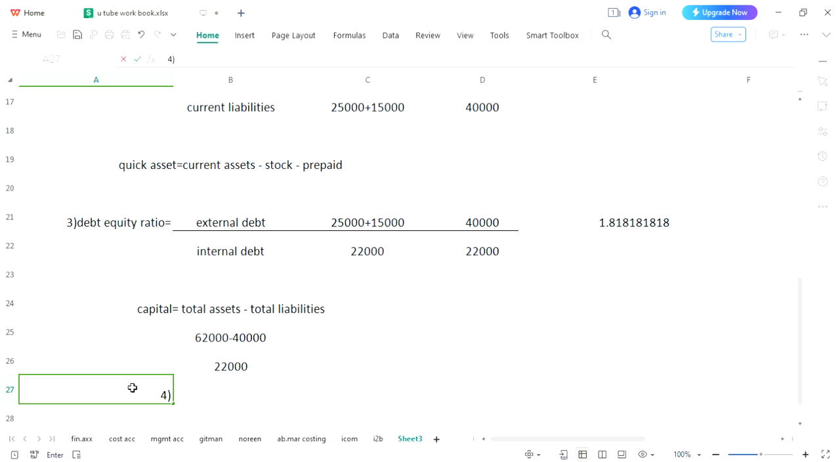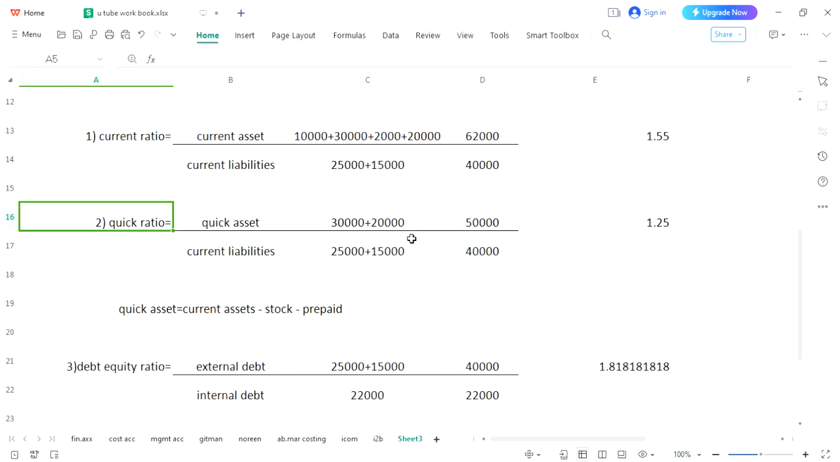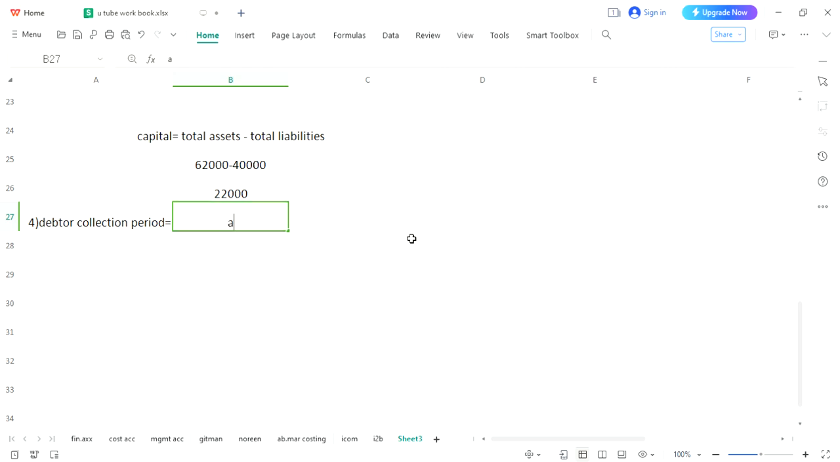Now let's see what fourth requirement is. After debt equity, we have debtor collection period ratio. Debtor collection period. So here our fourth entry is debtor collection period. And how do we calculate debtor collection period, for which we need average account receivable.